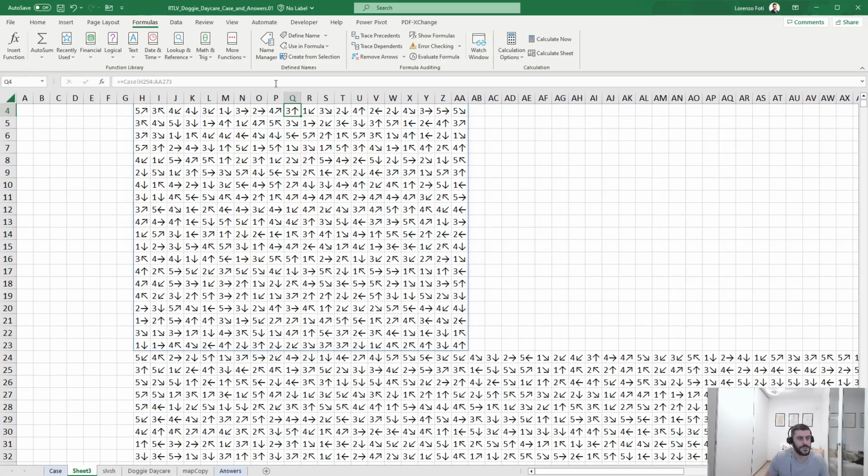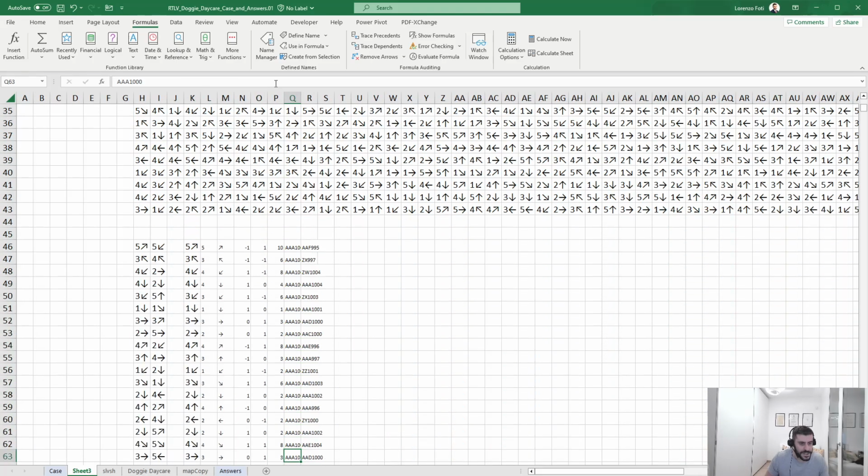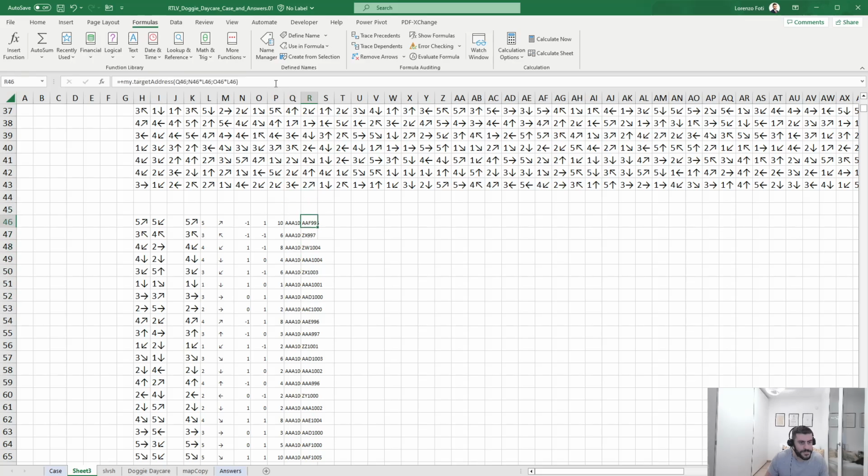Okay, it's clearly not working, but let's check what is happening. So the base address is AAA1000. Then you have n times L, so the row offset times the distance, and you have the O times L, so the column offset and the distance.